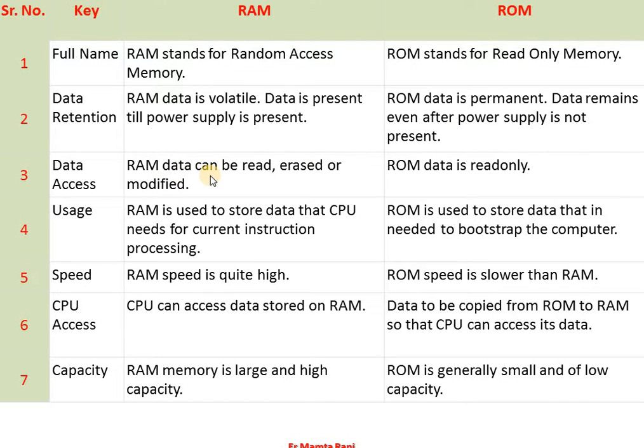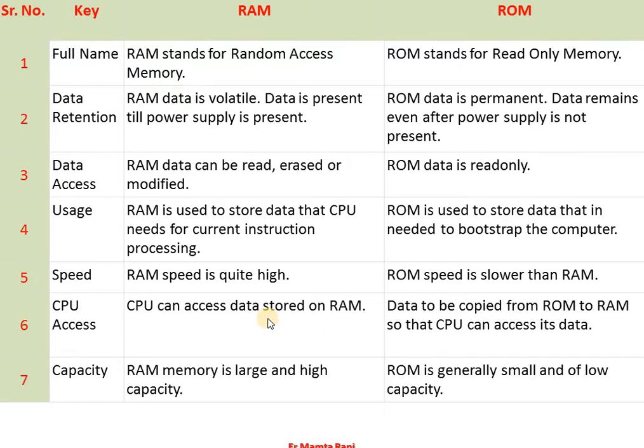Data access: RAM data can be read, erased and modified. ROM data is read only. Usage: RAM is used to store data that the CPU needs for current instruction processing. ROM is used to store data that is needed to bootstrap the computer. Speed: RAM speed is quite high. ROM speed is slower than RAM.